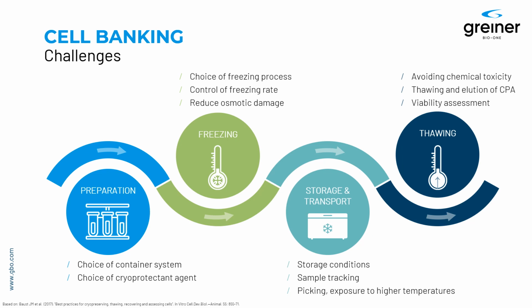During thawing, you want to make sure your samples are thawed very quickly, and your CPA is eluted quickly. Thus, you can avoid and reduce chemical toxicity effects, and you round up everything by a viability assessment at the end. Thus, you can actually assess the quality of your recovered cells before you use them in cell culture or any other downstream applications.